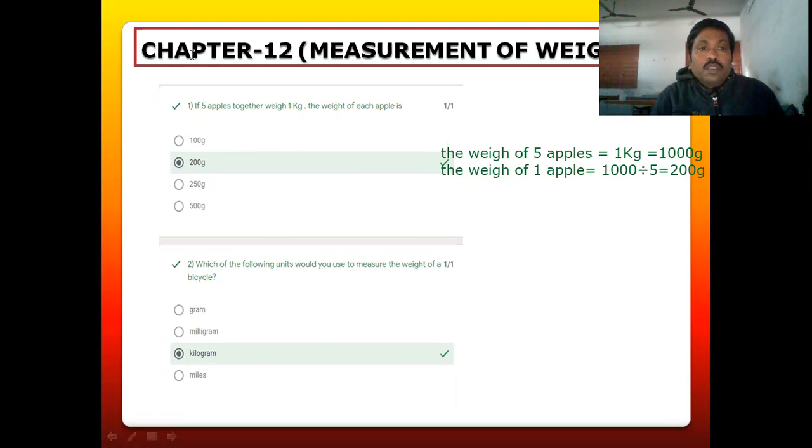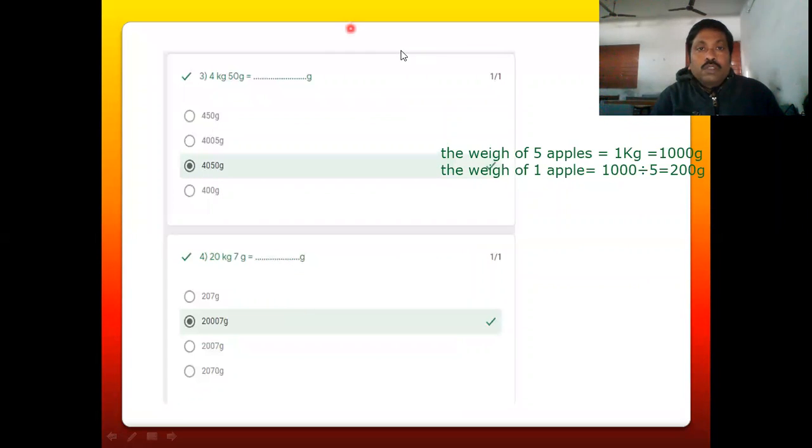Now let us see question number 2. Which of the following units would you use to measure the weight of a bicycle? We will use the unit kilograms to measure the weight of a bicycle. Now see the next question.